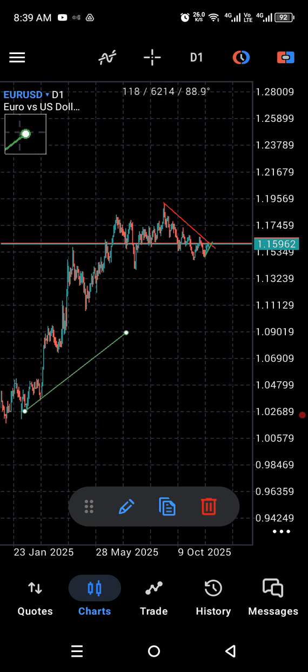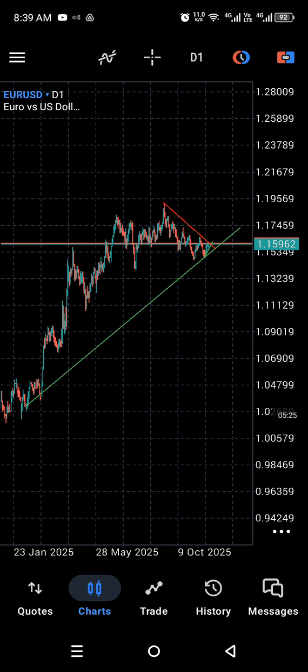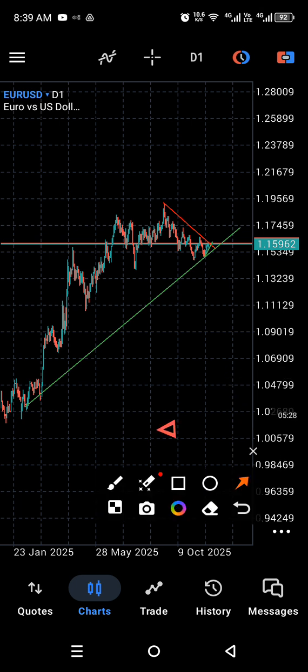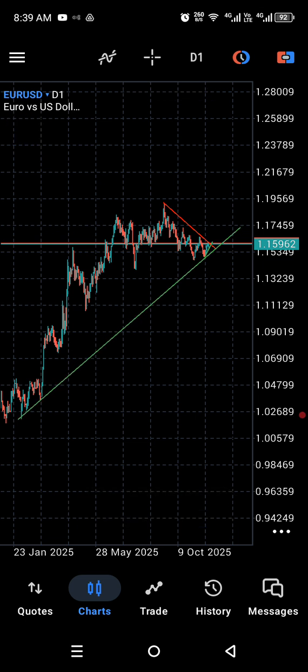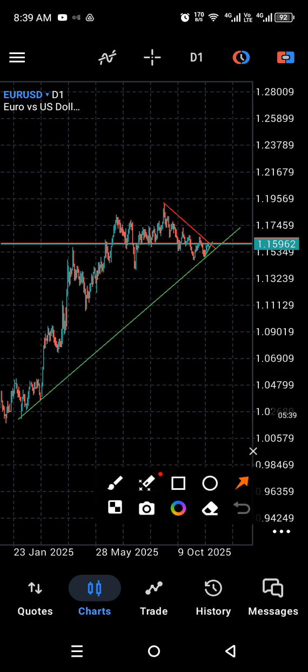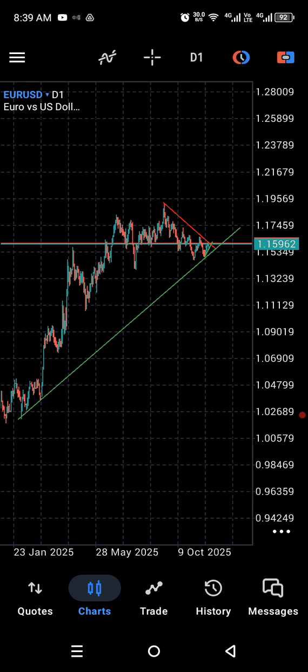You can see I collected as many touch points as possible. So on the daily time frame, I have this trend line here. Let me draw this very well. You can see very well that I have three touch points here. I have the first touch point here, the second touch point here, and the third one here. That is for the bullish trend line. You can even color them green. So now we are done with the bullish trend line.